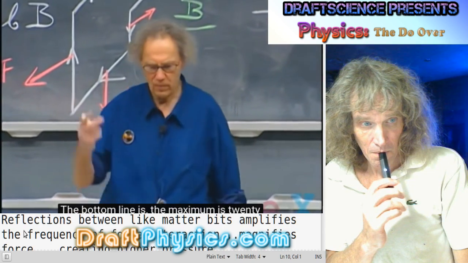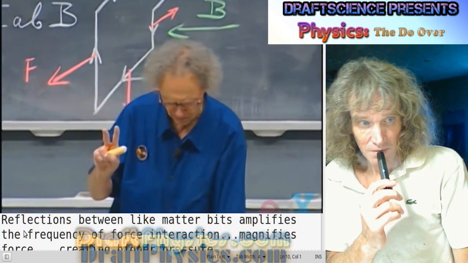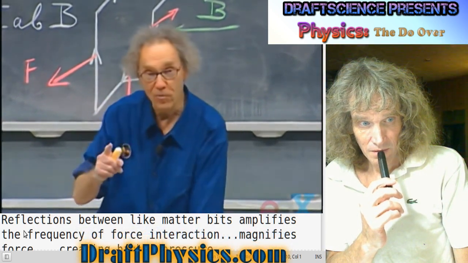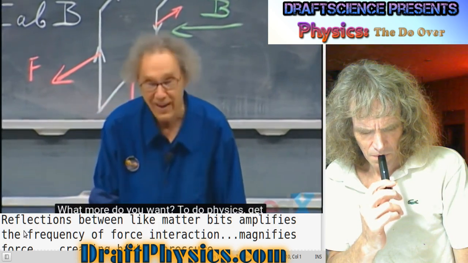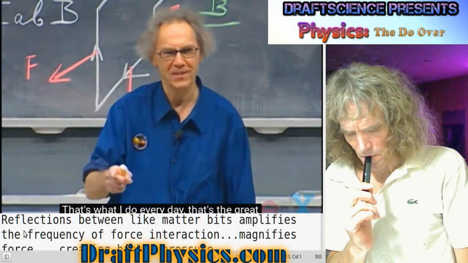The bottom line is, the maximum is 20 credit points. That's the equivalent of 2 homework assignments. You get it over and above your course grade. And it's also great fun, believe me. What more do you want? To do physics, get credit, and have fun. That's what I do every day. It's the great thing about physics.